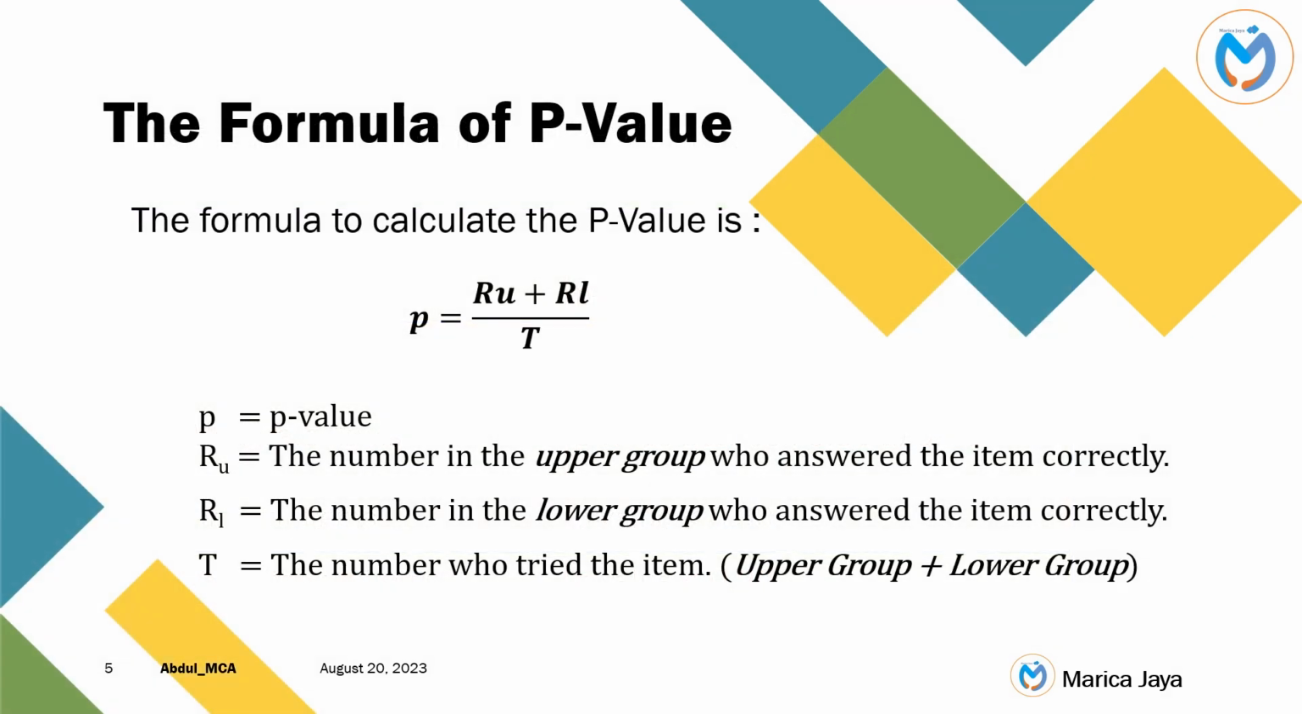In order to get the p-value, the formula is p equals Ru plus Rl divided by T, where p is the p-value itself, Ru is the number in the upper group who answered the item correctly, Rl is the number in the lower group who answered the item correctly, and T is the number who tried the items, or in this case, the upper group plus the lower group.